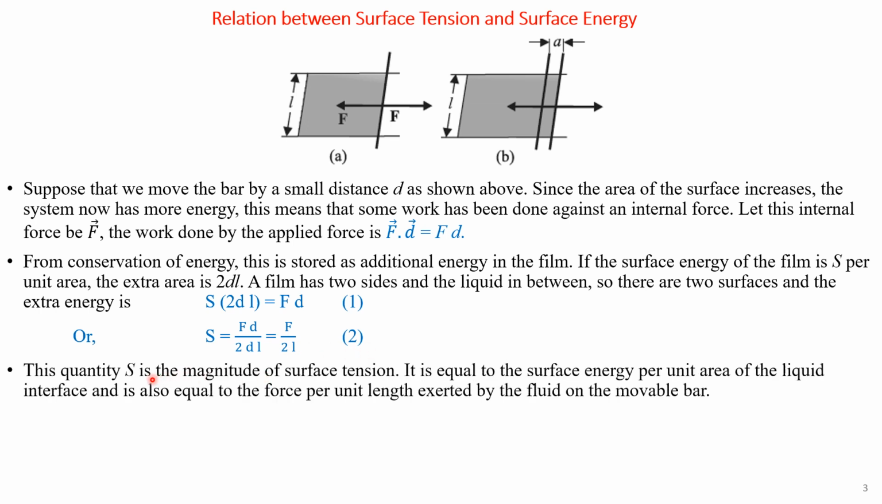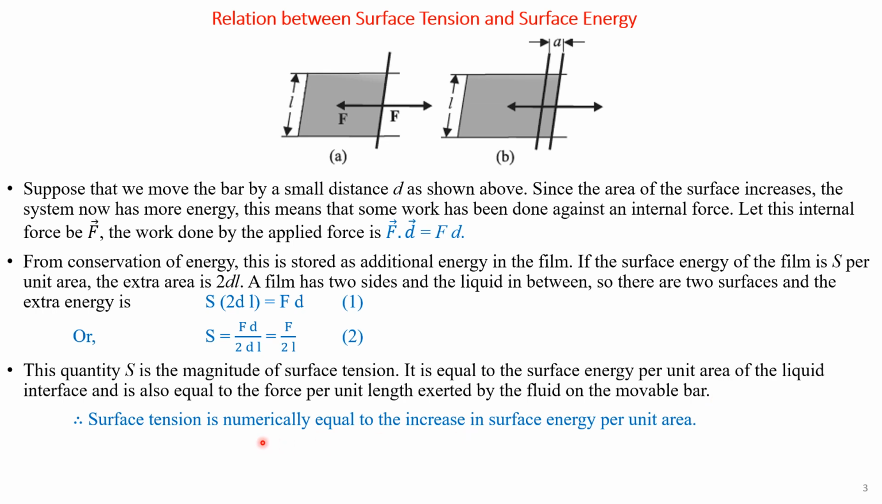This quantity S is the magnitude of surface tension. It is equal to the surface energy per unit area of the liquid interface and also equal to the force per unit length exerted by the fluid on the movable bar. Therefore, surface tension is numerically equal to the increase in surface energy per unit area.